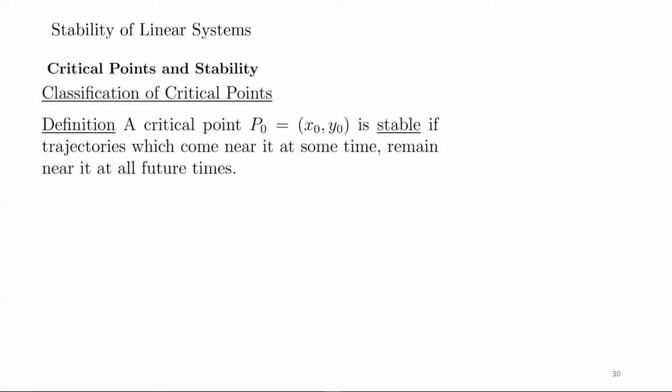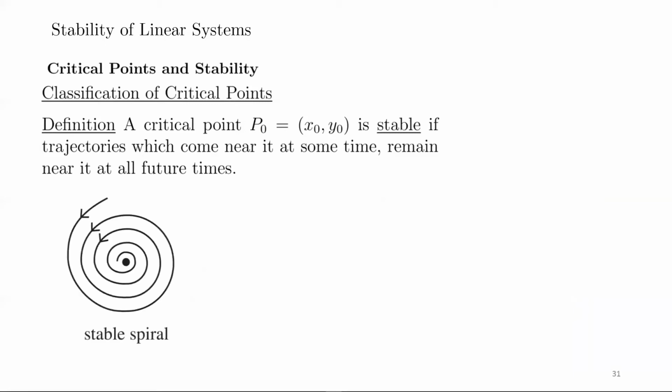So the first type is, well, if we start near this critical point, we get sucked into this critical point. So, for example, the spiral here is stable because no matter how, as time evolves, we get closer and closer and closer to this critical point. So we become stable because we end up at a stable point. Okay, it doesn't matter where I start in this domain, I'm always going to get sucked towards that critical point. Okay, so it's a stable critical point.